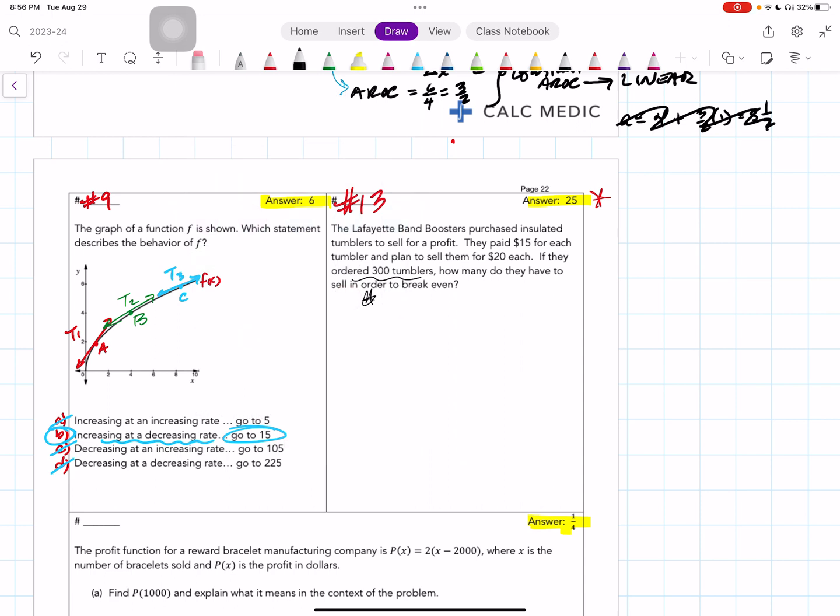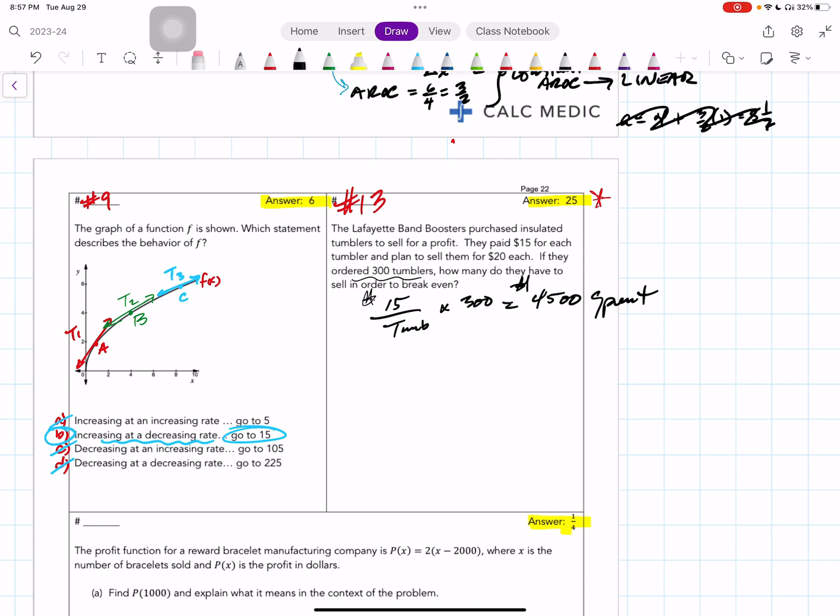Okay, so let's start over. $15 for each tumbler. They ordered 300 of them. Okay, so you multiply, that's 4,500. All right, total, that's what they spent.